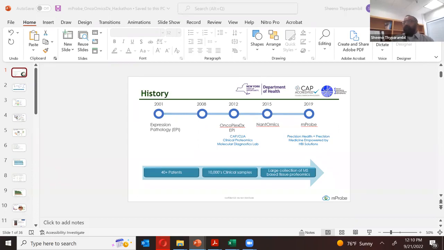We got acquired in 2015 by NantOmics, and we were able to integrate both genomics and proteomics for patients and doctors. And then finally in 2019, MProbe, which is based in San Francisco, was able to get the proteomics lab from NantOmics. So what does this all mean? I know over the years, we have run possibly 10,000 clinical samples. I want to say half of them are actually the CLIA report that went out. The other was really for R&D, mostly for pharma, but we definitely have a large collection of mass spec-based tissue proteomics data.